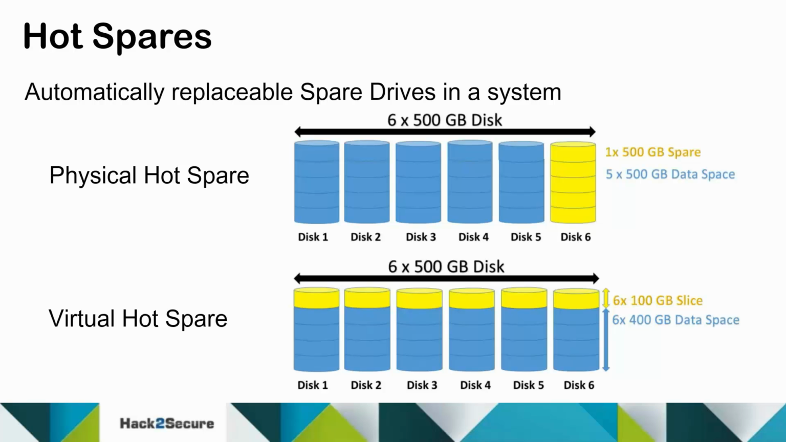Suppose there is a RAID set of 6 physical disks of 500 GB each. In case of virtual hot sparing, a slice or a portion of each disk is dedicated as spare space. Say, a slice of 100 GB is dedicated from each disk, so here a total of 600 GB will be dedicated as virtual spare without impacting much on capacity and performance.